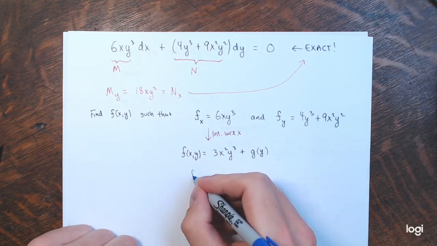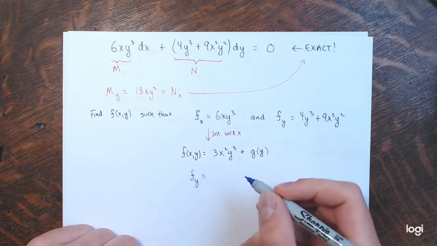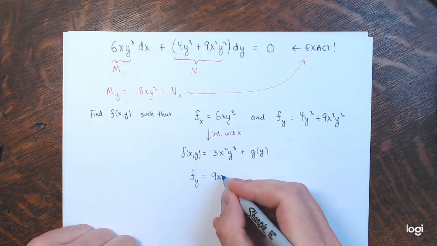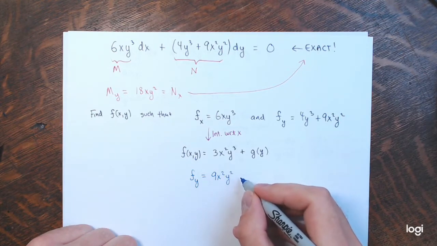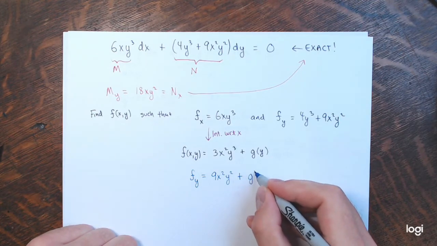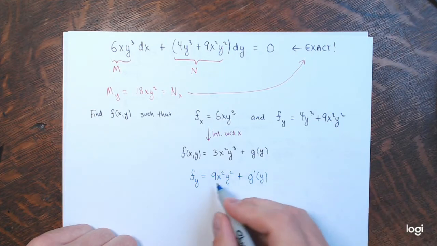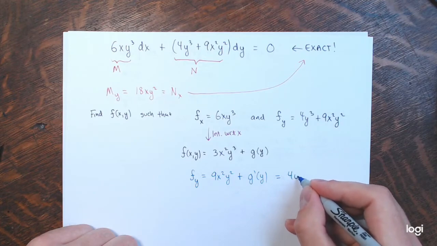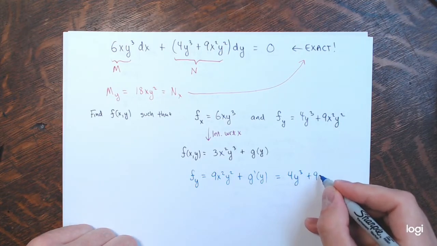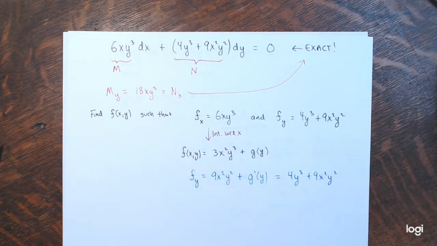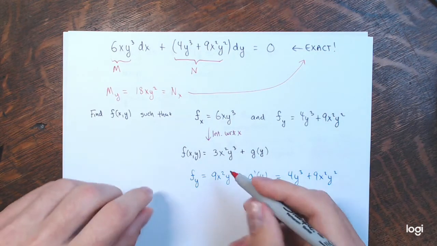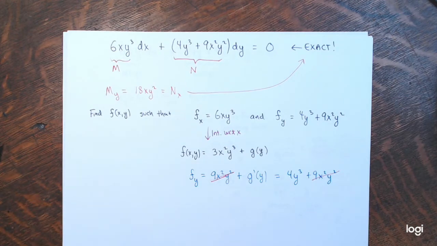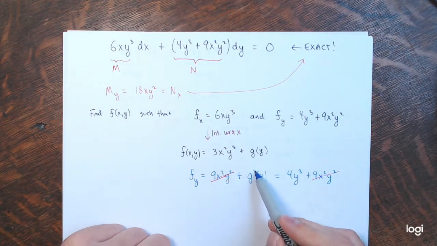So f sub y here should be equal to 9x squared y squared plus g prime of y. And this should be the same as the other partial, 4y cubed plus 9x squared y squared. And you can get rid of the 9x squared y squared. Subtract 9x squared y squared from both sides, and that leaves me with g prime of y equals 4y cubed.